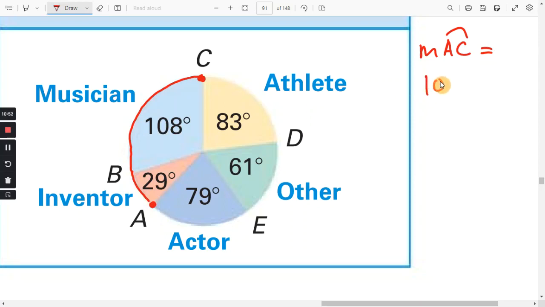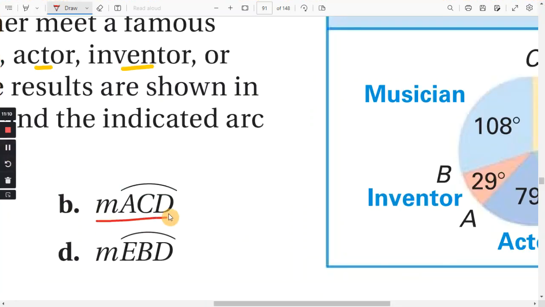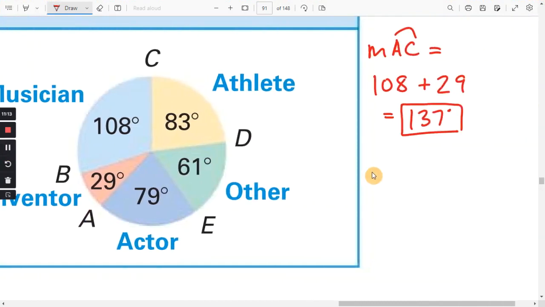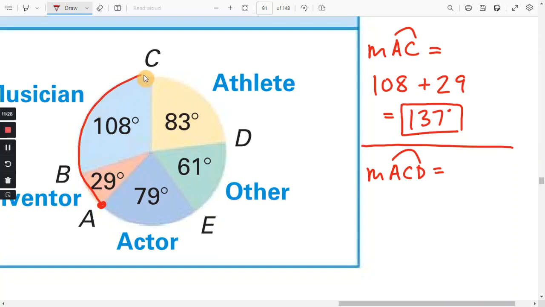We're just adding this arc here, which is 108, and this arc here, which is 29. So that's going to equal 108 plus 29, and that's going to be 137 degrees. Next up is the measure of arc ACD. If we travel from A to C to D, we're going to have to add these three.